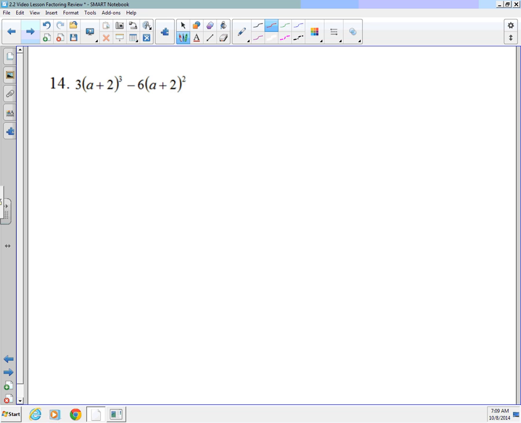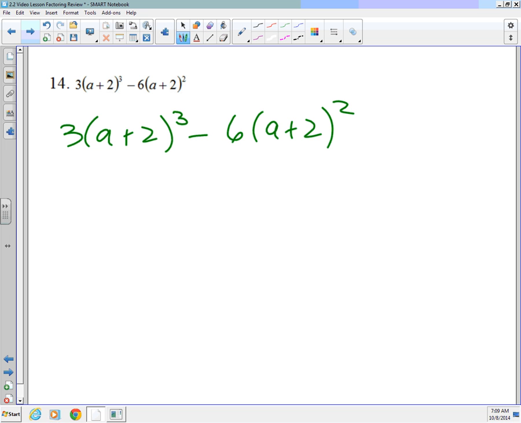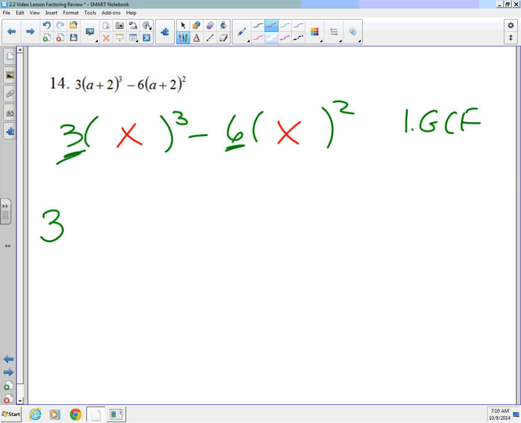So we have 3 times a plus 2 cubed minus 6 times a plus 2 squared. Now, this is kind of interesting. So clearly, we're looking for a GCF. And we have a GCF of 3, which I hope is very clear. What might not be so clear is the fact that we have another GCF. So imagine I whited out the a plus 2. Okay? And instead of a plus 2, I had an x here. I had 3x cubed minus 6x squared.